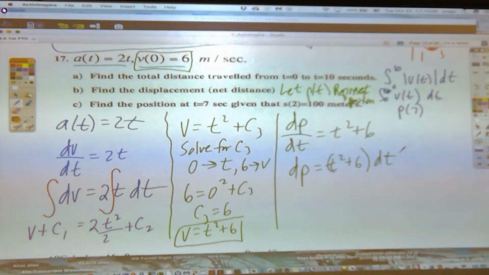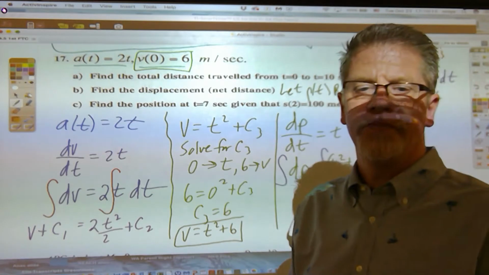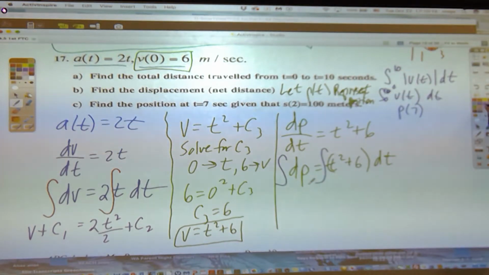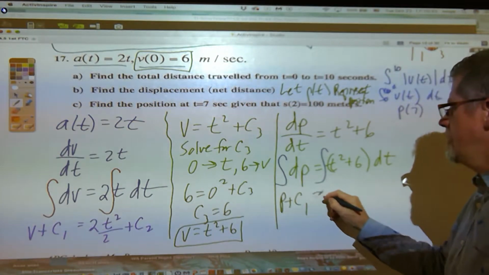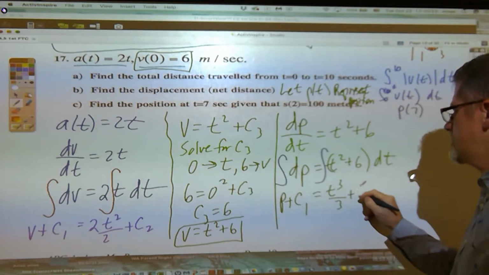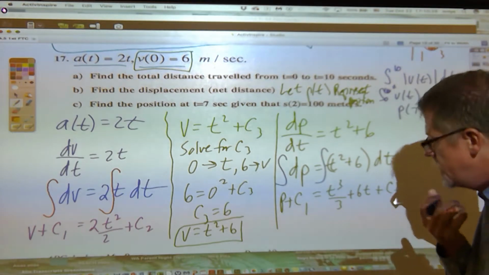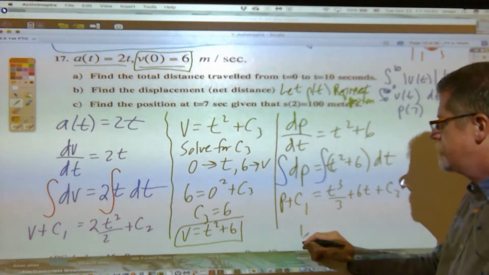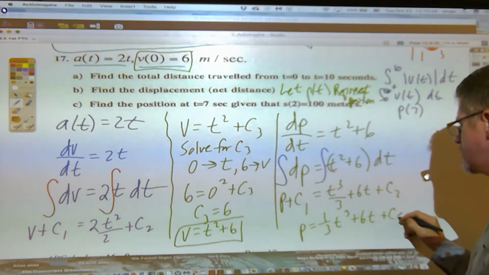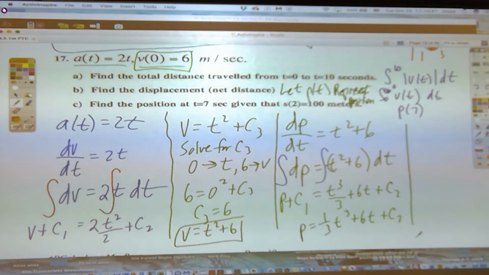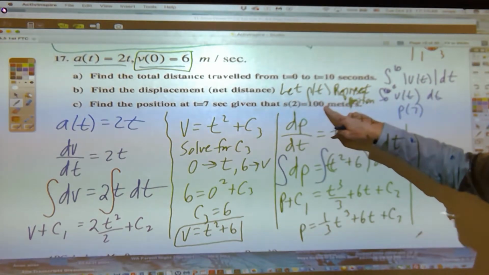That concludes the separate portion of separate and integrate. Now we take the antiderivative of both sides and we do the SpongeBobbing routine. It's P plus c1 equals t cubed over 3 plus 6t plus c2. And so now we have P equals 1/3 t cubed plus 6t plus c3. So I'm going to pause the camera. I want you to use the initial condition that at time 2, the position is 100.